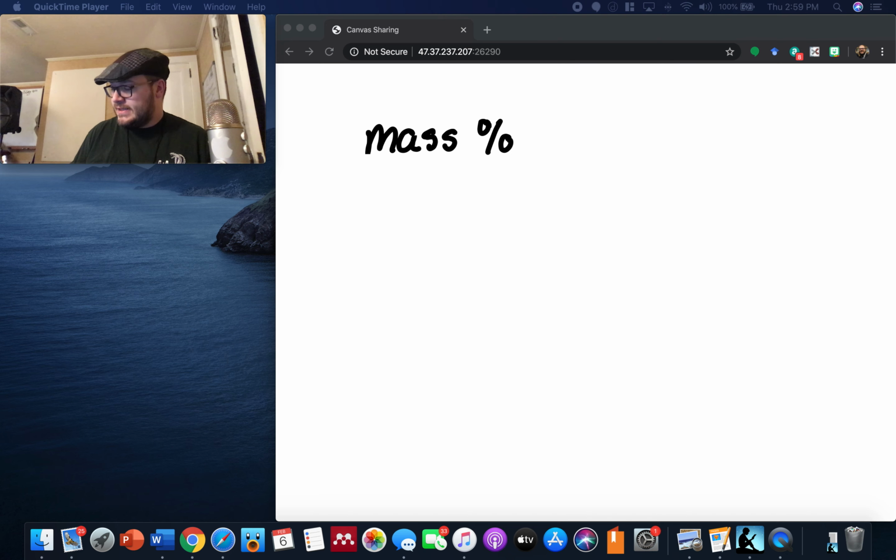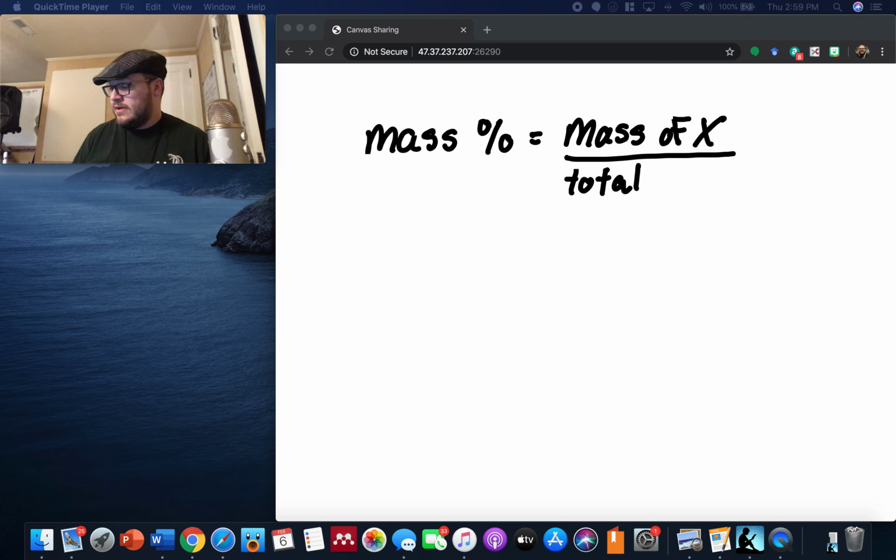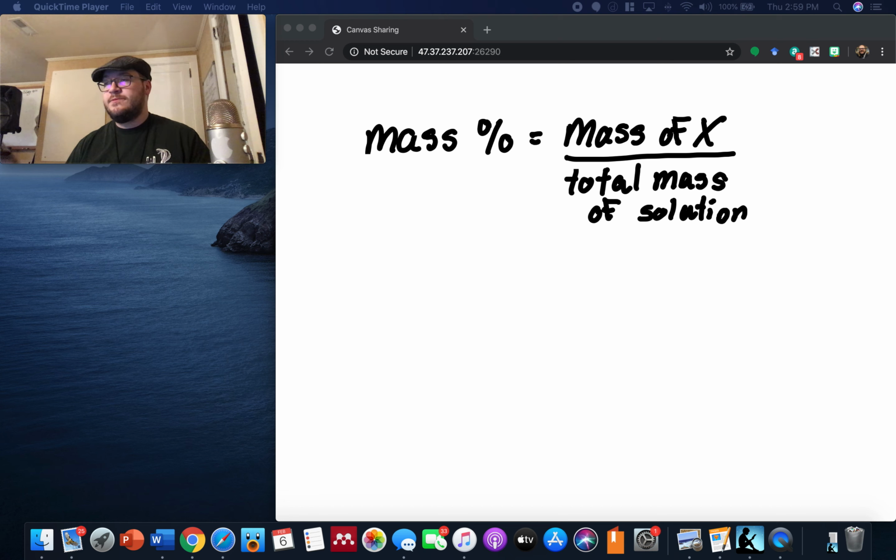Mass percentage is equal to the mass of one component divided by the mass of the entire solution. So let's say mass of component X divided by the total mass of solution, right? So total mass of solution. And then that mass percentage is going to be multiplied by 100 because we're talking about a percentage, right? So that's how to calculate mass percentage.